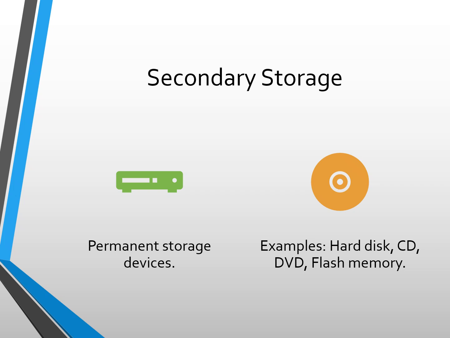Okay, let's go to the secondary storage. Secondary storage devices are the primary permanent storage devices, where you can write your data once and then you can retrieve it as many times as you want. So the examples are hard disk, CD, DVD, flash memory, and whatnot. Flash memory is pen drive, right?